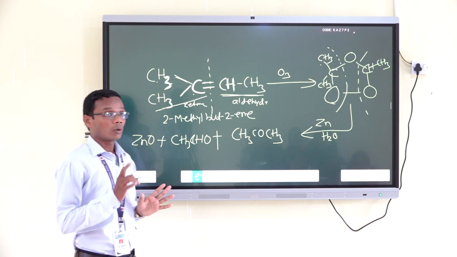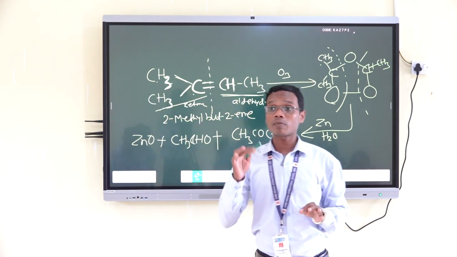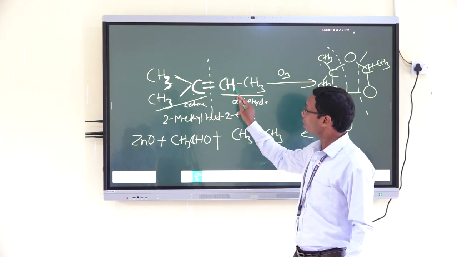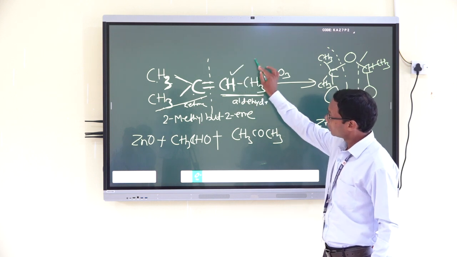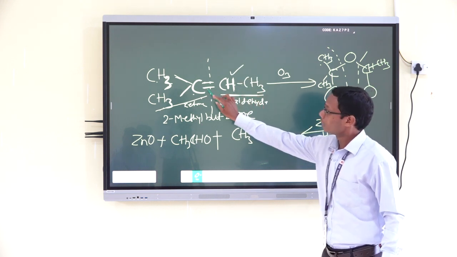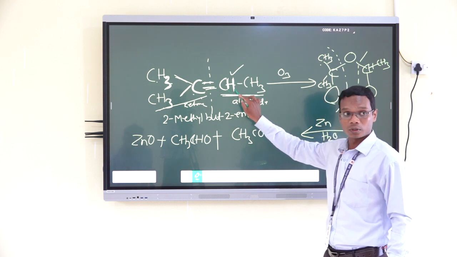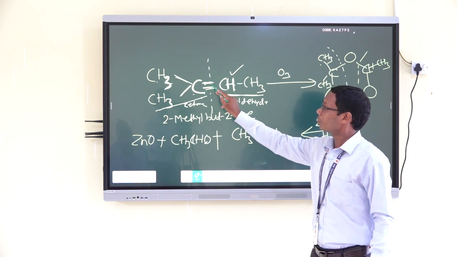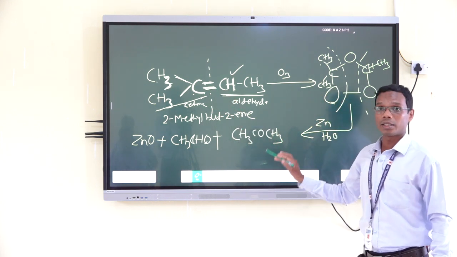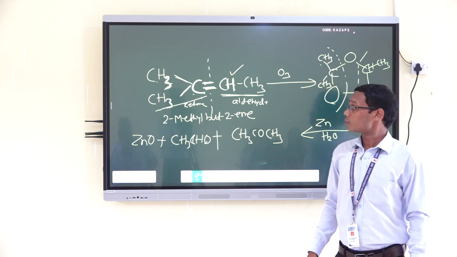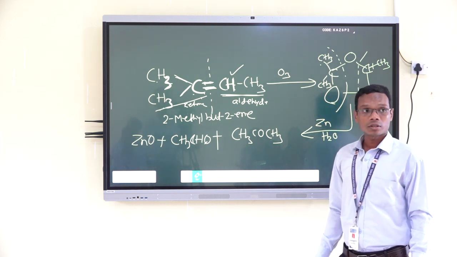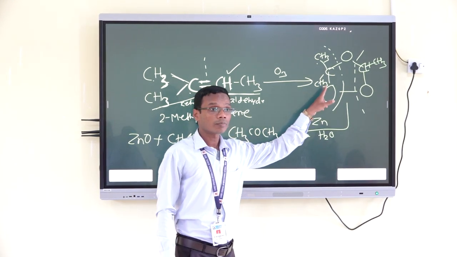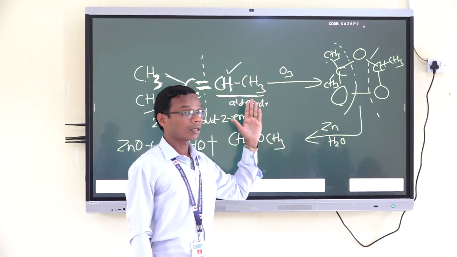So it is clear that in the ozonolysis of alkene, if there is hydrogen on the double bond forming carbon atom, it will give aldehyde. And if there is no hydrogen on the double bond forming carbon atom, it will give ketone. Okay, understand? So these are three important preparations of aldehyde and ketone, from alcohol and alkene.